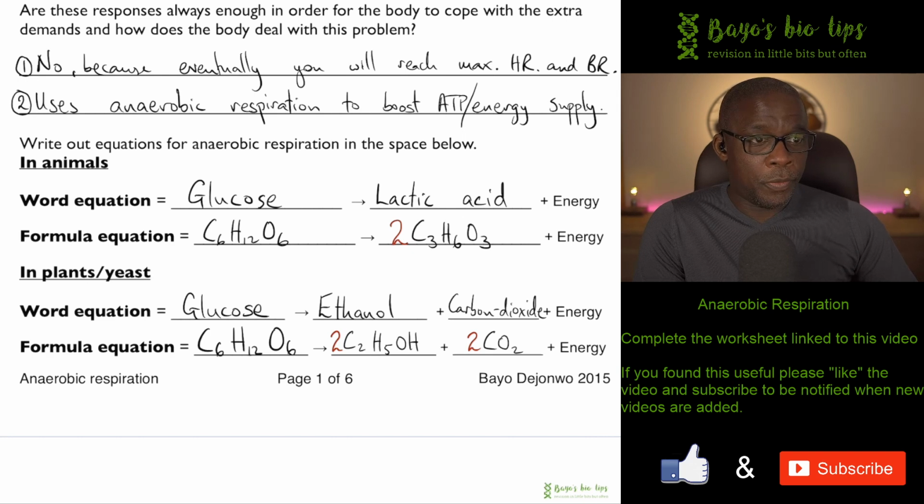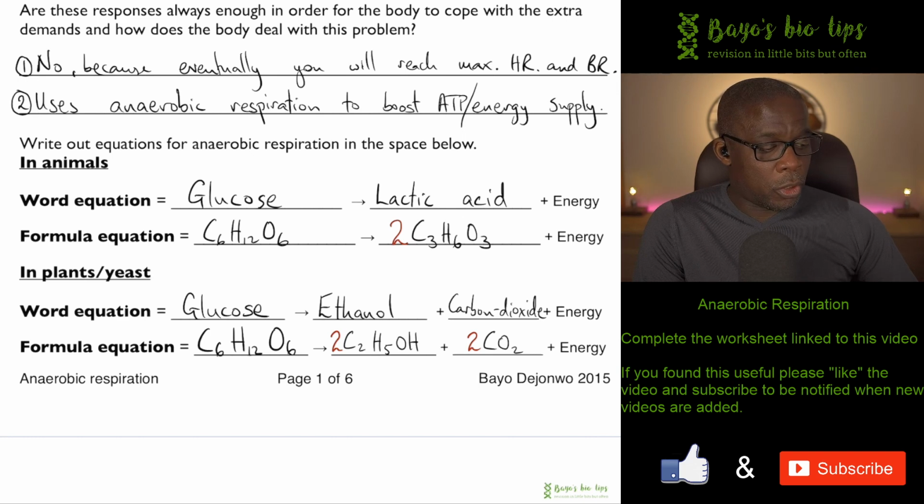which is CO2. So in order to balance that, you put a 2 in front of the ethanol and a 2 in front of the carbon dioxide. Let's see why. On the left-hand side of the equation, you've got 6 carbon atoms. What do you have to do with the right-hand side in order to balance it?